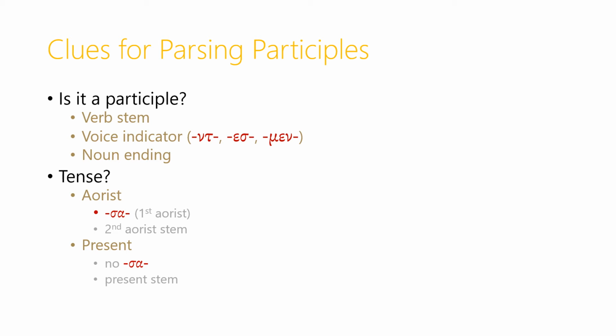What tense is it? Well, if it's aorist tense, we're going to see some sort of sa combination, the sigma tense marker with an alpha connecting vowel. And if it's second aorist, we're going to see the second aorist stem. So as soon as you see ape, epsilon iota p, we recognize, this is a second aorist form from Lego. If it's present, on the other hand, you're going to have no sa, no sigma tense marker or alpha connecting vowel, and we're going to be using the present stem.